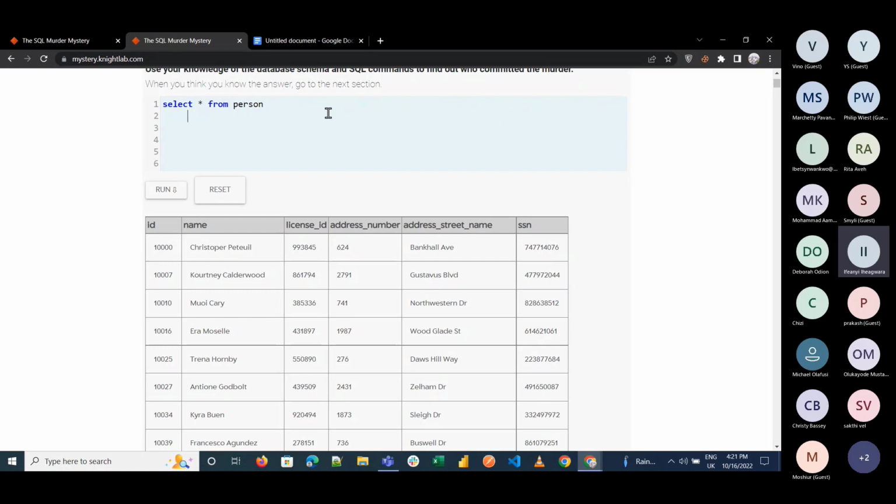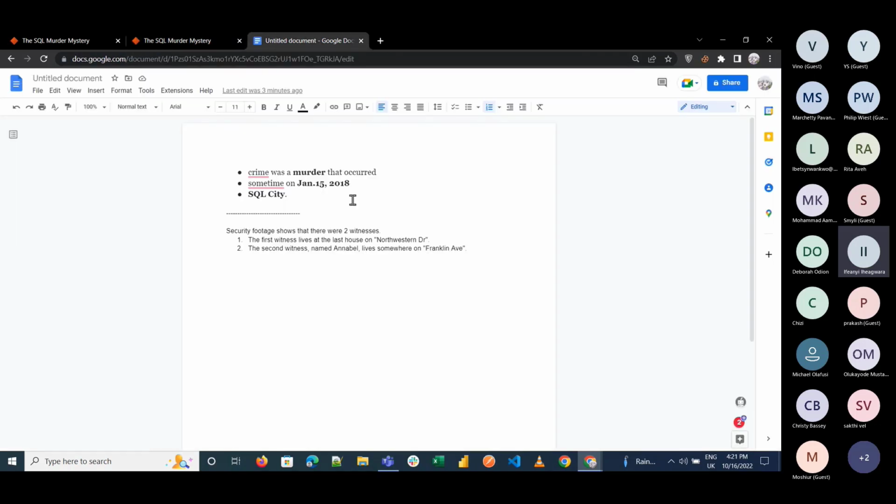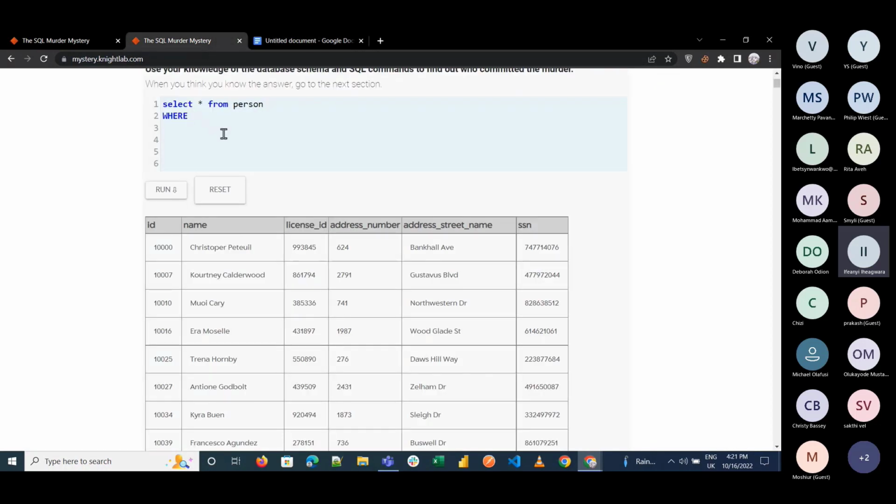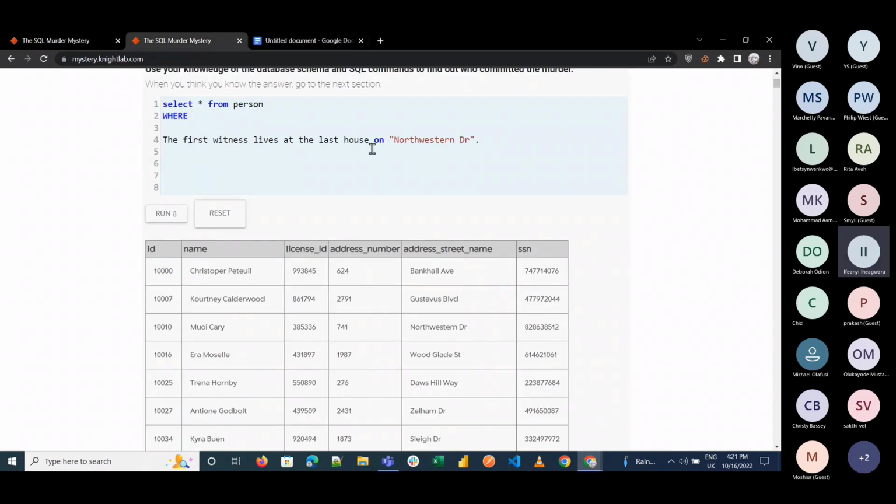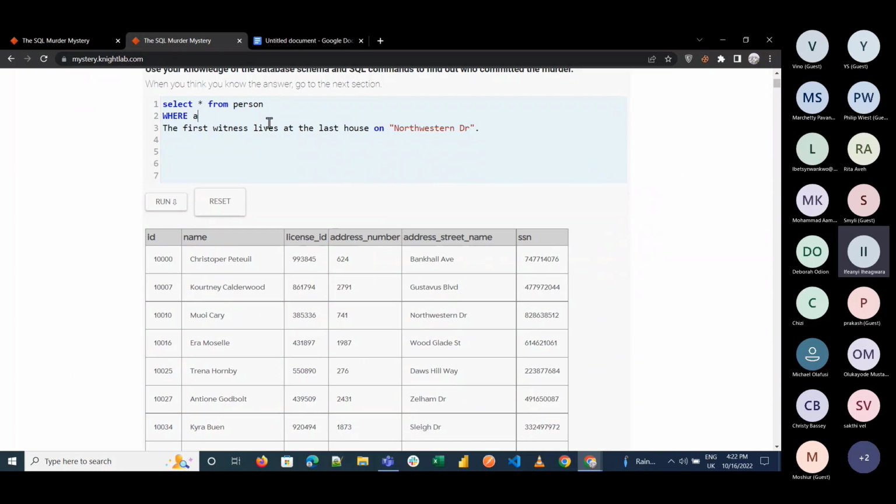So we have where SQL is from this table. We also want to know where. Now let's find out our first witness. Our first witness lives at the last house on a certain street. So we're trying to explore WHERE the address street name is equal to the street.